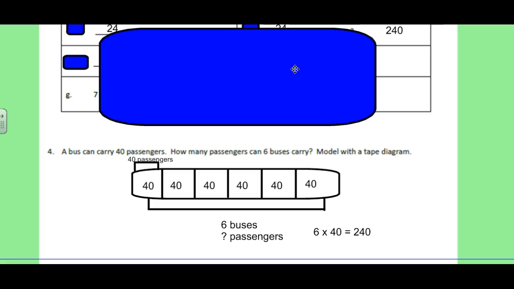So for the type diagram, I was looking for 6 sections because we have 6 buses. And in each section, you have 40 passengers. So in all, we had 6 buses. We just did not know how many passengers we were going to have. The equation that you needed to be writing was 6 times 40. And we know that 6 times 40 is the same thing as 6 times 4 tens. And I know that 4 tens is 40, so our answer was 240.